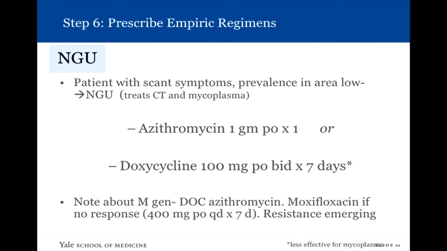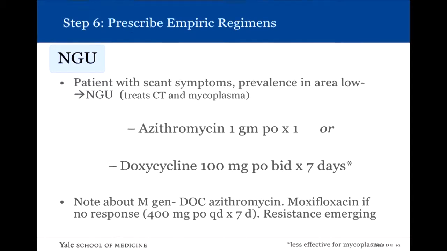I wanted to mention for NGU, if you're concerned about Mycoplasma genitalium, either because somebody has persistent symptoms after using doxycycline, or if you are reacting to a positive Mycoplasma genitalium PCR, the drug of choice is azithromycin. The cure rate with doxy is only in the 30 to 40% range. But there are emerging cases that are not responding to azithromycin, and your second-level drug choice would be moxifloxacin for a week.